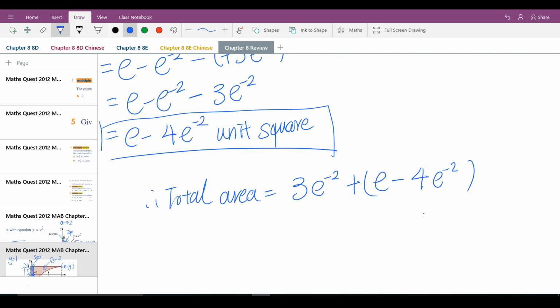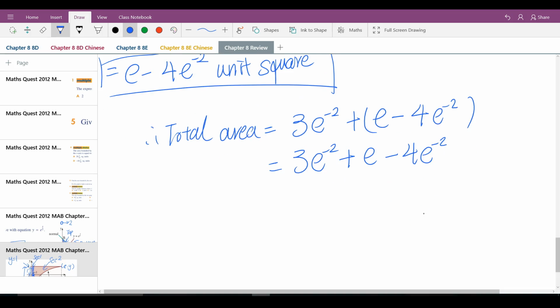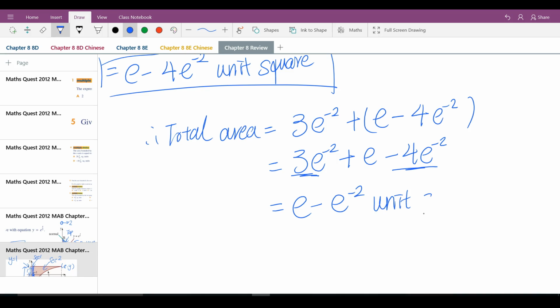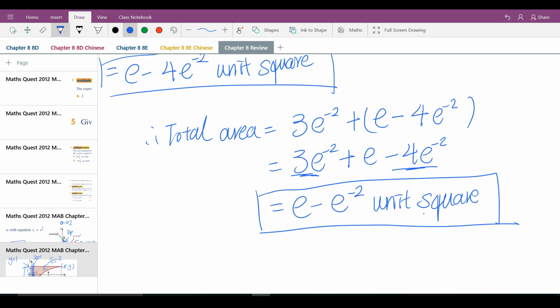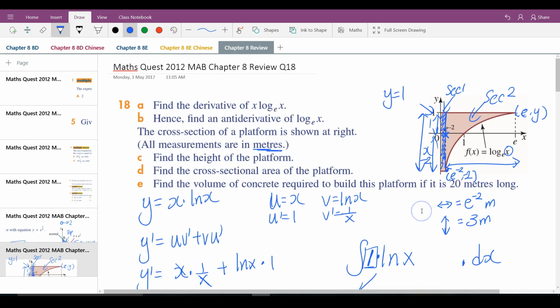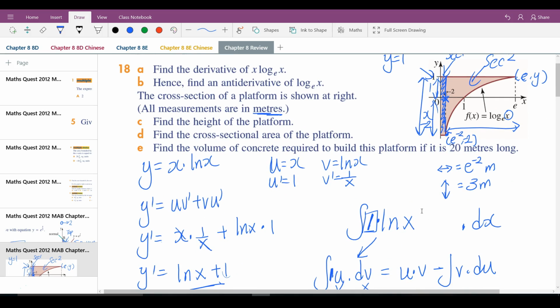That plus is just a bracket there, and the plus doesn't really change anything inside the bracket. So we can still write it as this. So we've got positive 3 lots of this, minus 4 lots of this. We're getting 1 lot left. So this is e minus e to the negative 2 unit square. Whew, finally. That's the area, final answer. Total area of question D. And then question E.